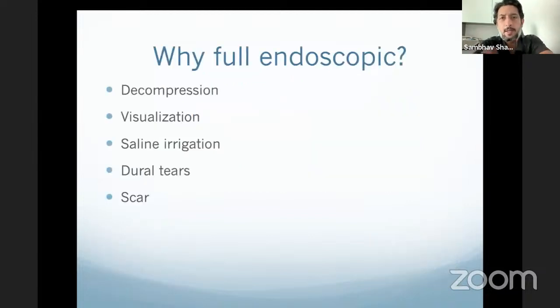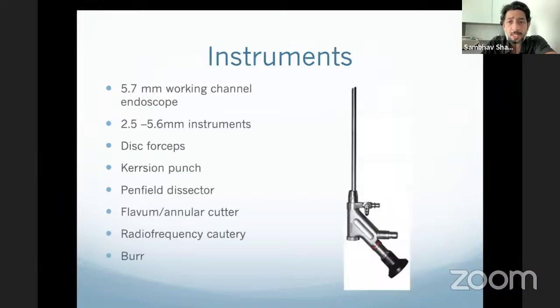So again, similar indications. Why full endoscopic? Because you can achieve the same amount of decompression that you can do with a tube or in open surgeries as well. But the visualization is much better. I believe that the continuous saline irrigation also helps to dissect the planes between your flavum and your dura. The chances of dural tears are much less as compared to tubular or open surgeries. And obviously you leave behind minimal scar, which is also something the patient loves.